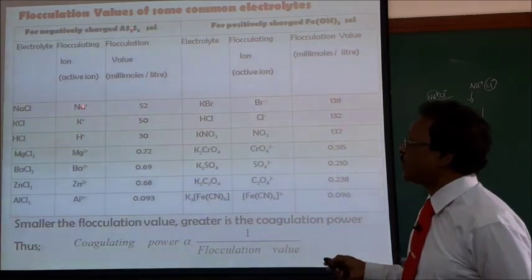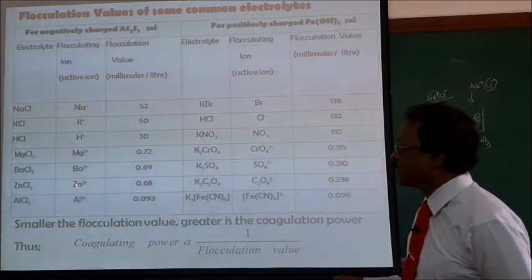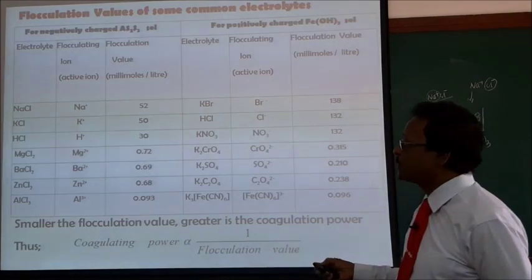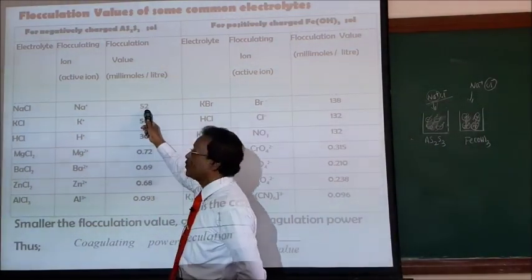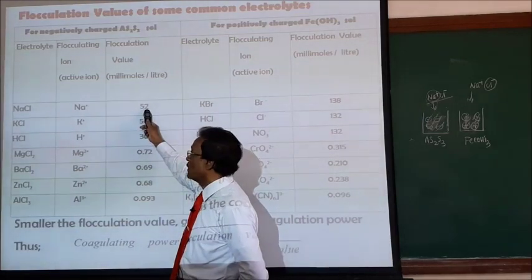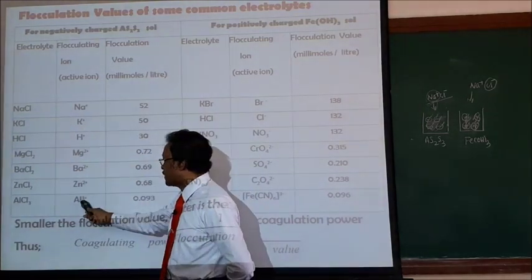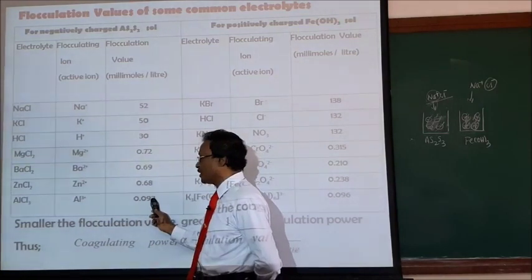For a negative sol, I take a positive ion. So the positive ion can bring about the coagulation. You measure the flocculation value. Look here. Na plus ion requires 52 millimoles to bring about the coagulation. Like this potassium, and aluminum Al3 plus has 0.093 millimoles.